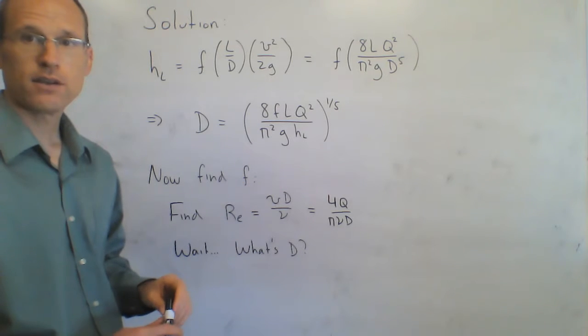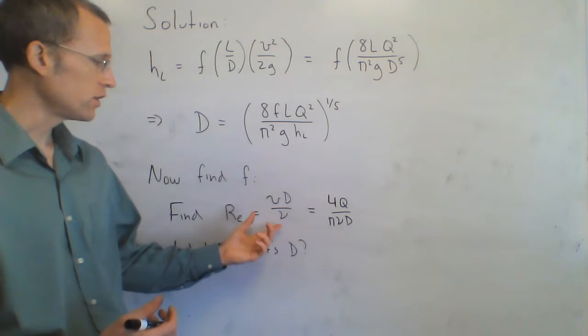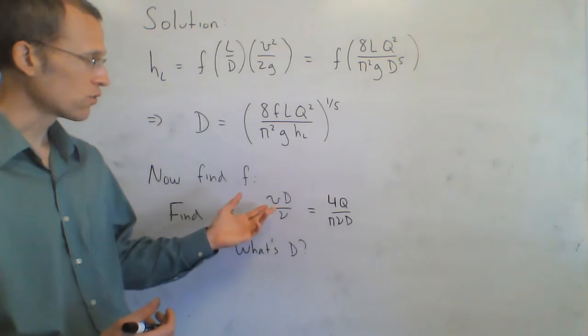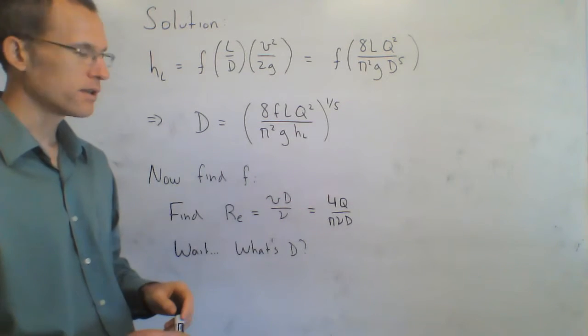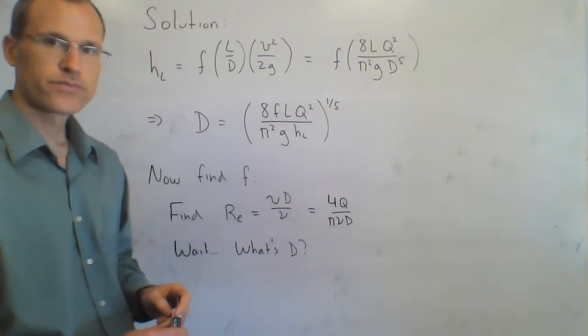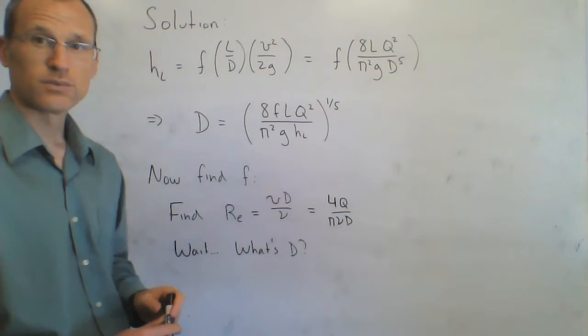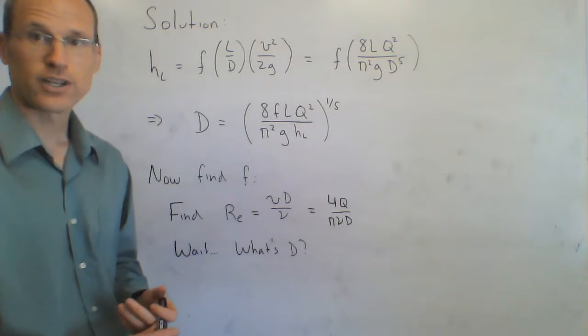So I want to find f now. To find f, I find the Reynolds number. So Reynolds number, V D over nu. But again, I want that in terms of flow rate. So 4Q over pi times nu times the diameter. Diameter is what I'm trying to find. So can't do that. So similar to the last example, need to iterate.